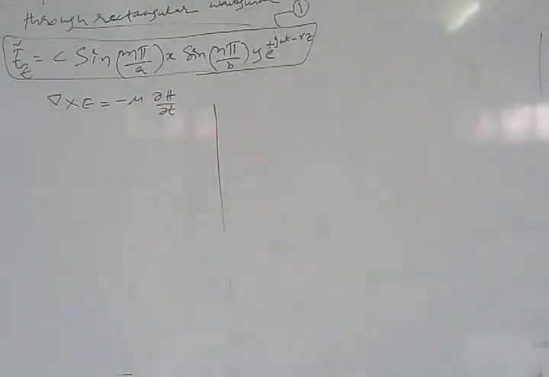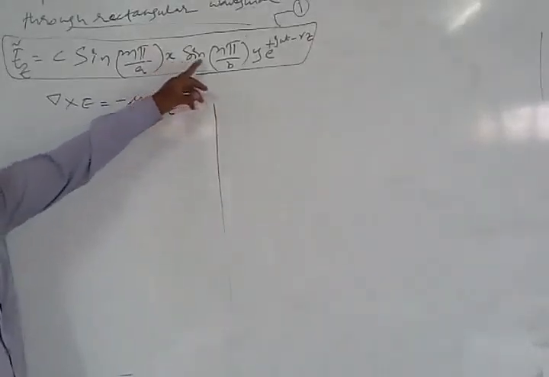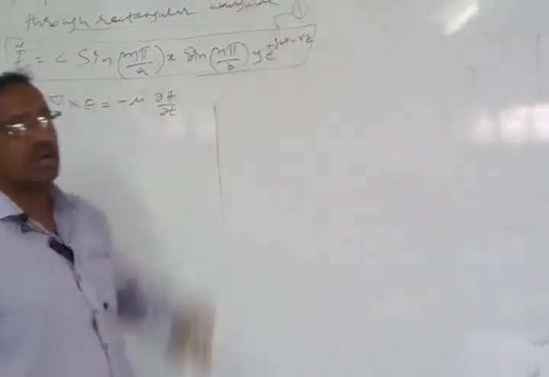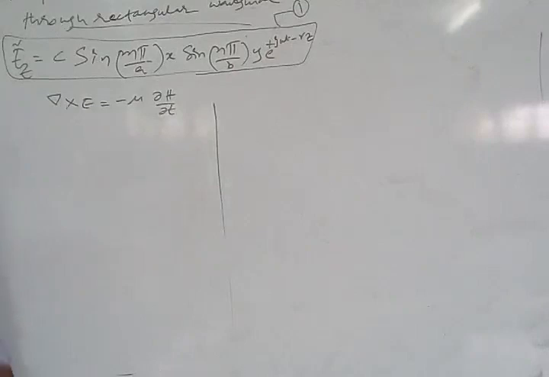Ez is equal to C into sin(m pi x by a) into sin(n pi y by b) into e power (j omega t minus gamma z). This is the equation which we have got in the previous class.